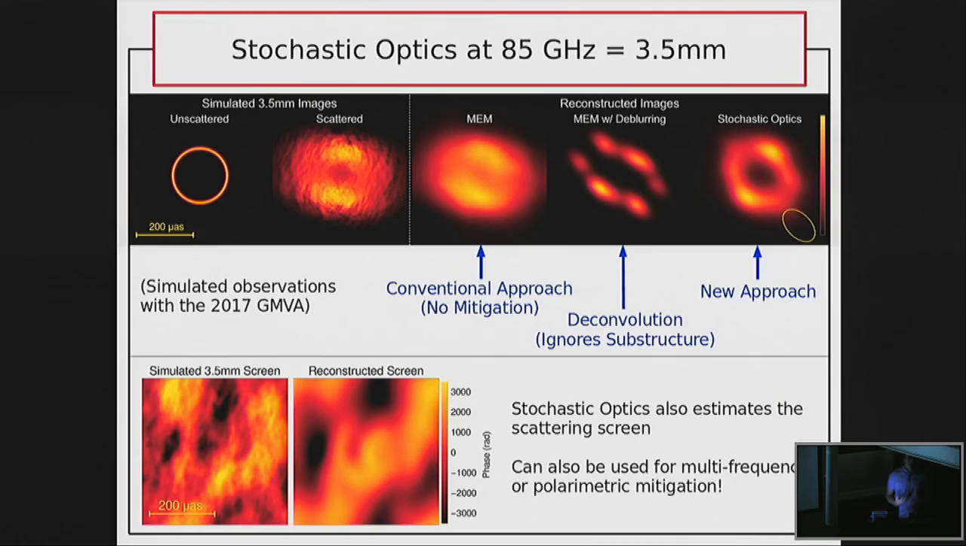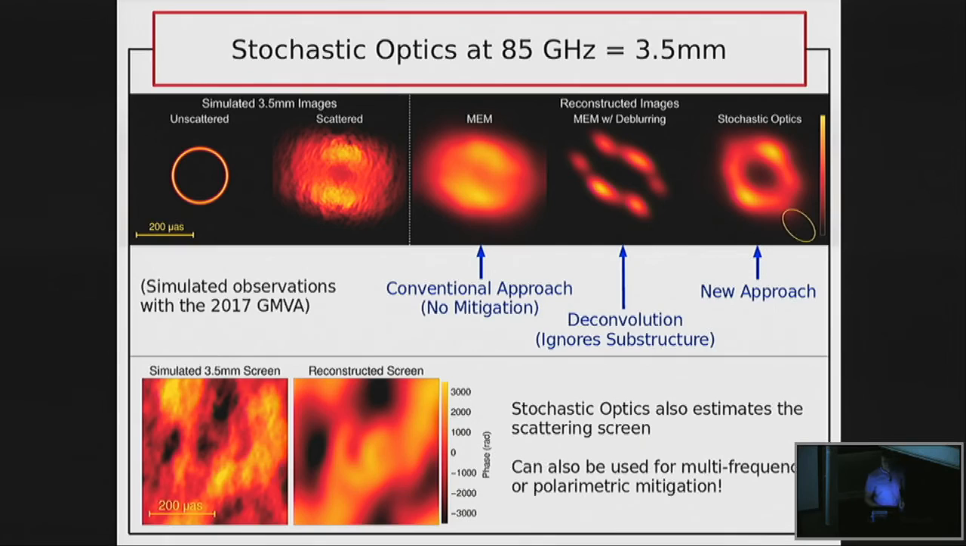Using a conventional imaging approach, what you get back is a pretty good approximation for the scattered image. Of course, that's not telling you much about the ring that you'd like to study. There's an extension to this where you can deconvolve that blurring effect of scattering from the image. The problem here is that this approach doesn't account for the substructure. So it actually amplifies the substructure in the image, and you end up with a bunch of spurious compact features. So again, not a very good approximation of that unscattered image. And then the last image on the right is with stochastic optics, and you can see now we can clearly reconstruct this ring for observations in 2017 at 3 millimeters.